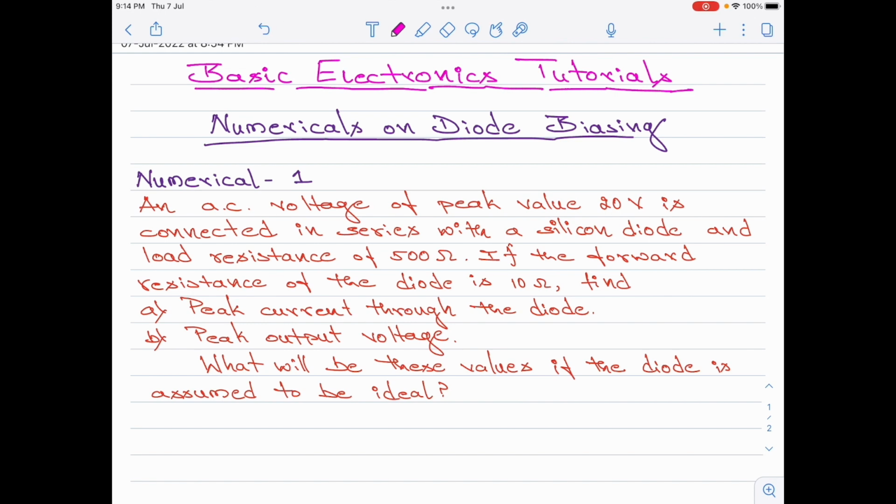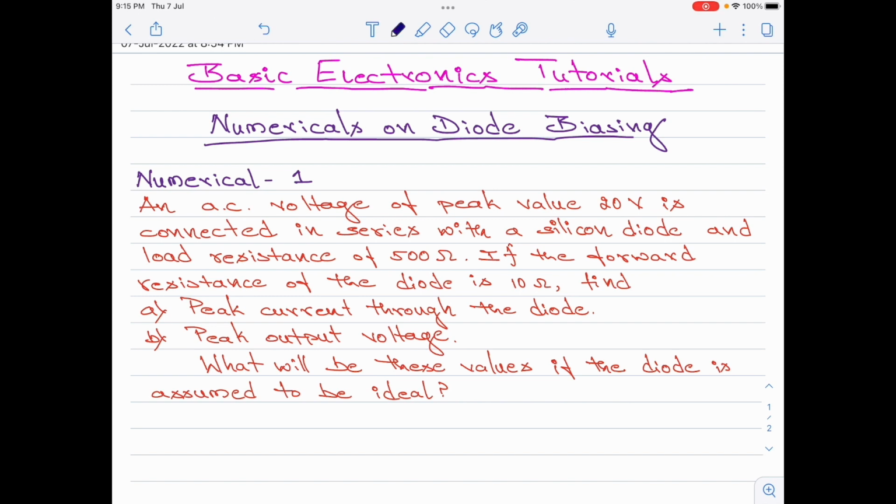An AC voltage of peak value 20 volts is connected in series with a silicon diode and a load resistance of 500 ohms. If the forward resistance of the diode is 10 ohms, find part A, peak current through the diode, part B, peak output voltage. What will be these values if the diode is assumed to be an ideal diode?